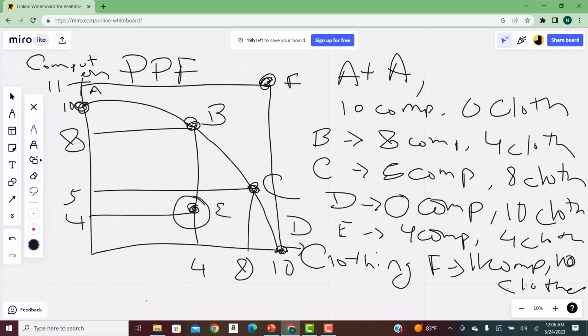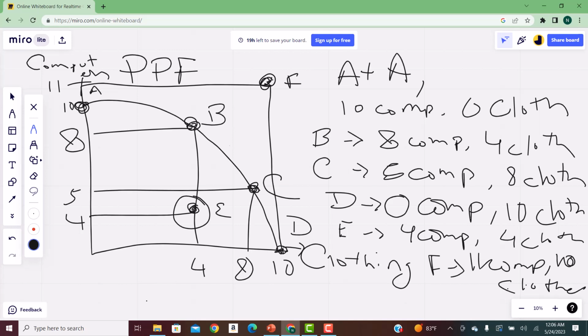So from here we can see the different types of combinations of computers and clothing we can have in an economy given the resources are fixed. We are having to choose between computers and clothing because remember resources are fixed in quantity. We don't have unlimited amount of resources or factors of production, so we cannot have unlimited amount of computers and clothing. We have to make choices of how much clothing we want to make and how much computers we want to make.